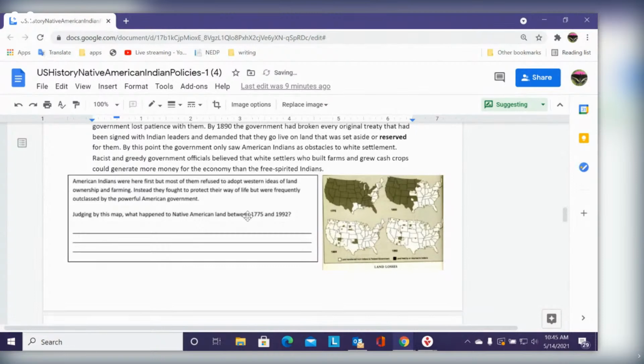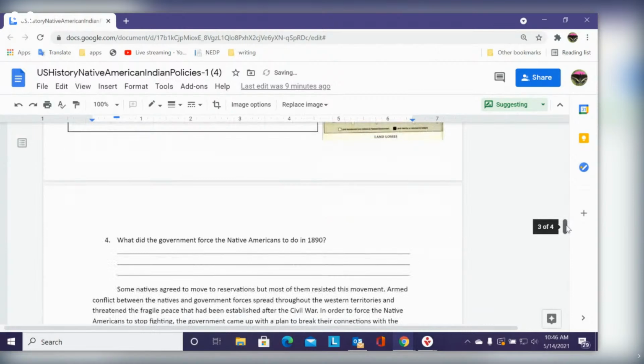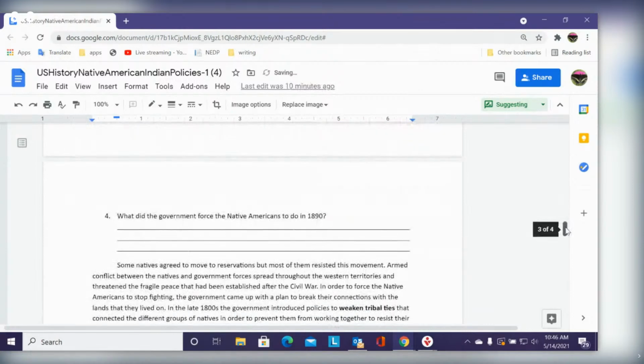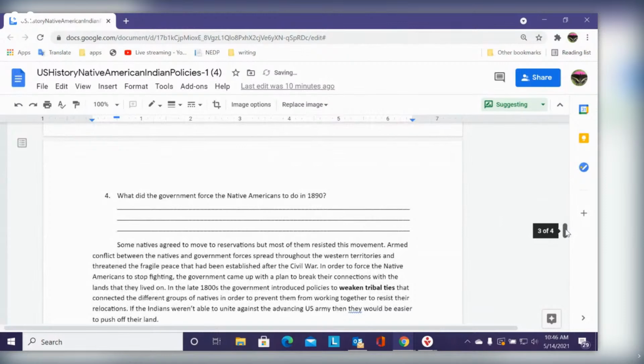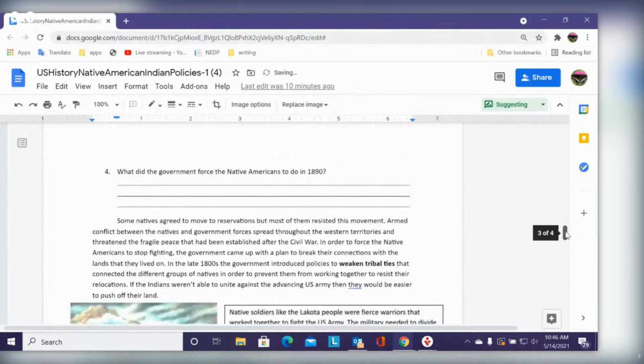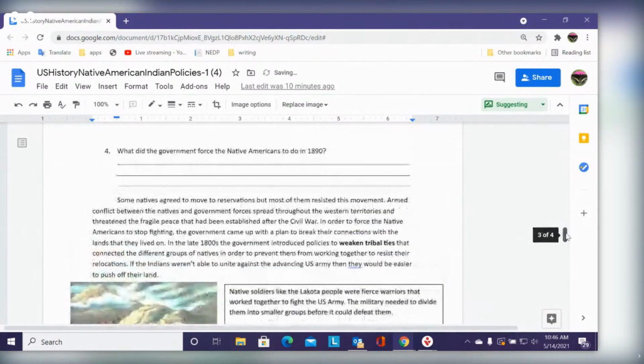So let's take a look at this map of Native American land starting in 1775. This one I can't read. I believe that's 1860. And I don't know what that is. And this is by 1994. So as you look today, this is what's left. And so what did the government force the natives to do in 1890? Well, we answered that question as well.